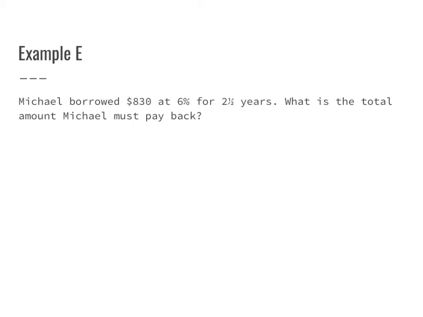So let's go through the problem and see what important pieces we can pull out. So he borrowed $830 at 6% for 2.5 years. What is the total amount? So in order to find the total amount, remember, I have to have both the principal and the interest. Good news, they gave me the principal because it says he borrowed $830. However, they did not give me the interest. I'm going to have to calculate that, but luckily I have an interest formula for that. So I don't know what the interest is, so I'm going to leave that as I. I do know the principal, $830. We just talked about that.